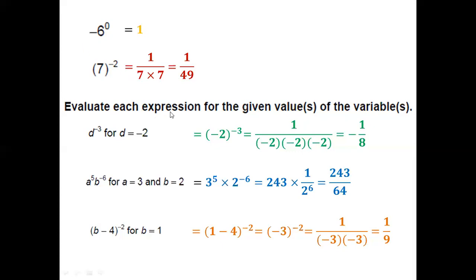Now this is evaluate each expression for the given values of the variables. So they have given a value for the variable. We have to find out the value of this expression. So they said d is equal to negative 2.